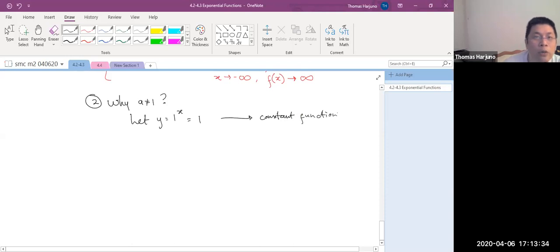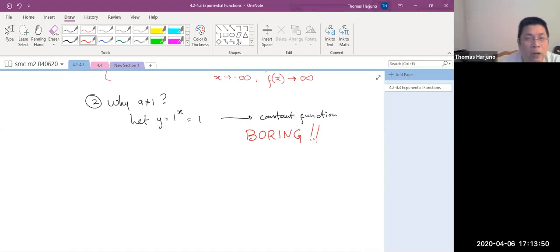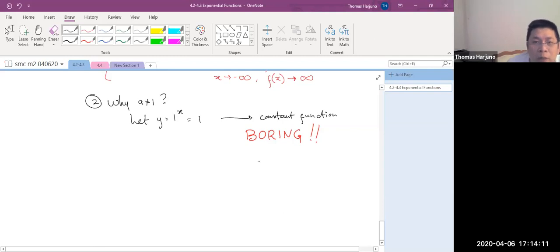Now, why don't we deal with constant functions? Nothing fun there. And actually, of course, I'm partially joking when I say nothing fun there. Nothing fun with a constant function, especially y equals 1, that's a horizontal line. But another main reason why we don't want to call y equals 1 to the x a basic exponential function is this. Let me graph that first.